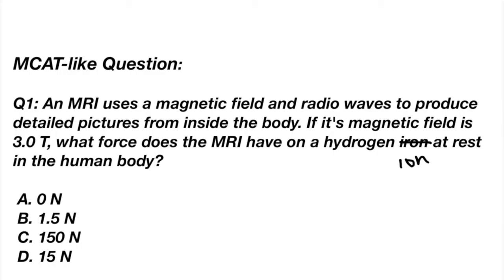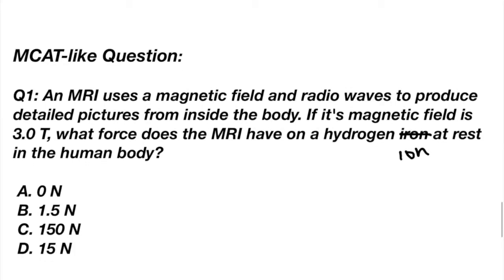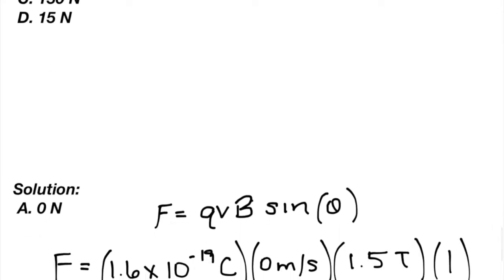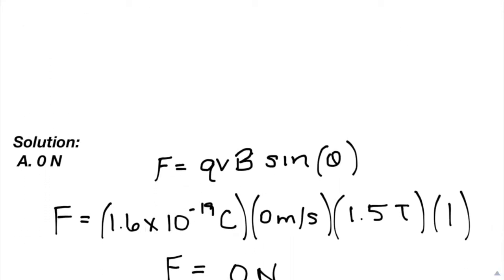Just a hint, you're going to be using the equation for force that we provided earlier, where force is equal to QV times B times the sine of theta. Below we have the solution. So since the magnetic field it said was 3.0 T, we're going to have 3.0 T there. So here, like I said, we solved it using the force equation, where QV times B is equal to the force.